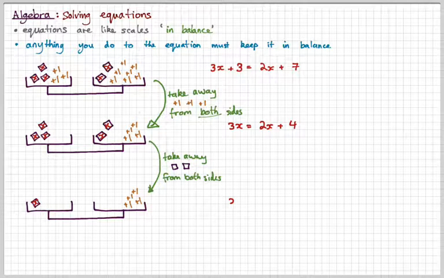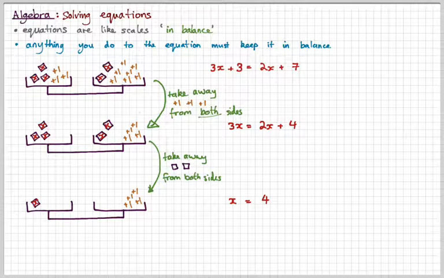Then if we look at the bottom set of scales, we have an x on its own on the left hand side is the same as 4. So if we go back, so we have x is equal to 4. So that's solving an equation with x on both sides. It seems very simple using scales, and the scales is just the same as the algebra.